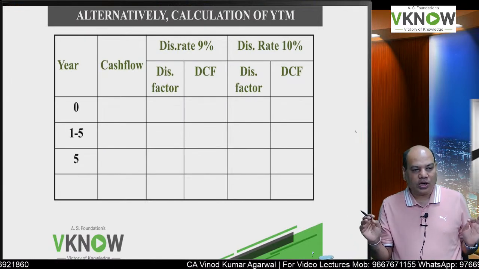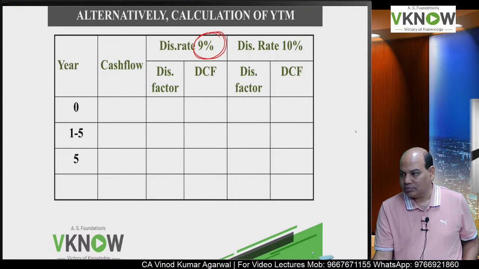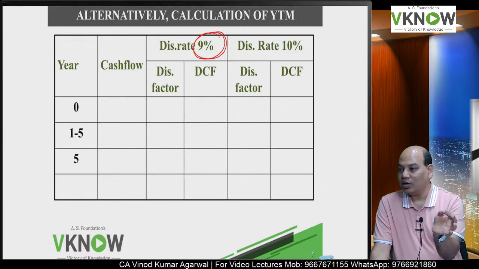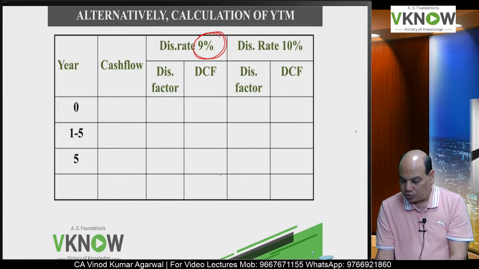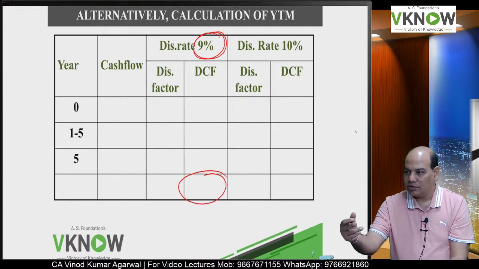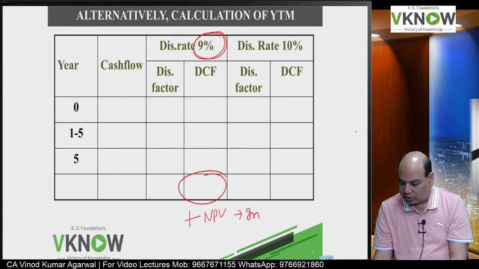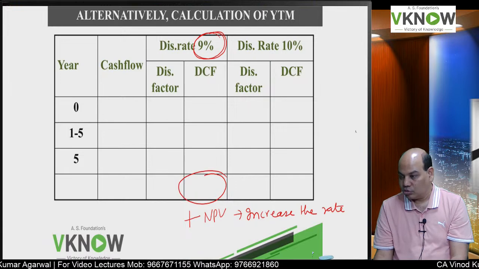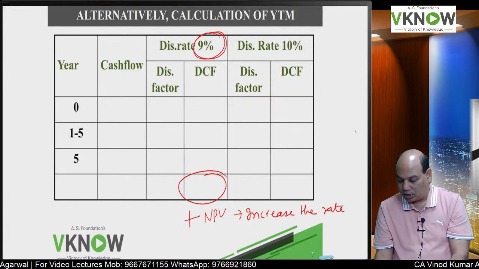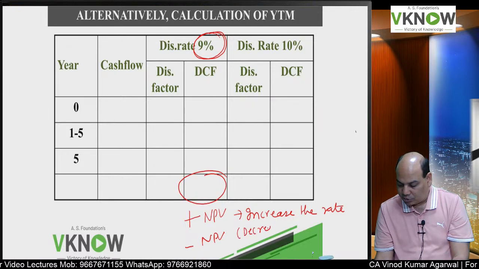So what do you do in the IRR method? You take one assumed discount rate and think that this can be your IRR, and calculate NPV at that assumed rate. If you get 0 NPV, that is the IRR. But if you get positive NPV, then you have to increase the rate, because the higher the rate, the lower the NPV. So we have to bring the NPV to 0. And if you get negative NPV, you will decrease the rate. It means you have taken a little higher rate, so you reduce it slightly.